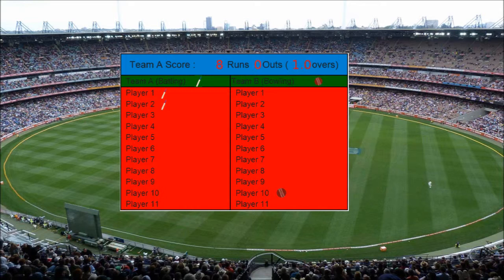No run off the sixth ball, and 6 balls make an over, and that brings the end of the first over. The score is 8 runs for no wickets. After the end of any over, the bowler has to switch. So player 11 bowls the second over. The number of overs completed by each bowler is indicated across him. Now I am forwarding the scorecard for your convenience.